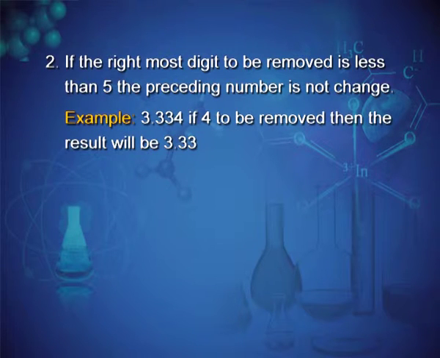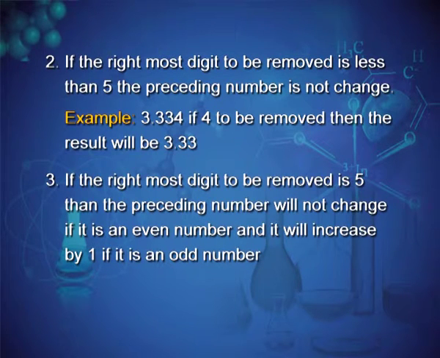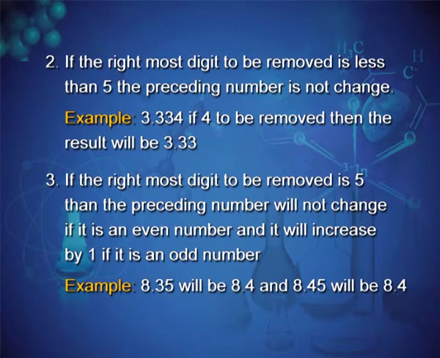Second, if the rightmost digit to be removed is less than 5, the preceding number is not changed. Example, 3.334. If 4 is to be removed, then the result will be 3.33. Third, if the rightmost digit to be removed is 5, then the preceding number will not be changed if it is an even number, and it will increase by 1 if it is an odd number. Example, 8.35 will be 8.4 and 8.45 will be 8.4.